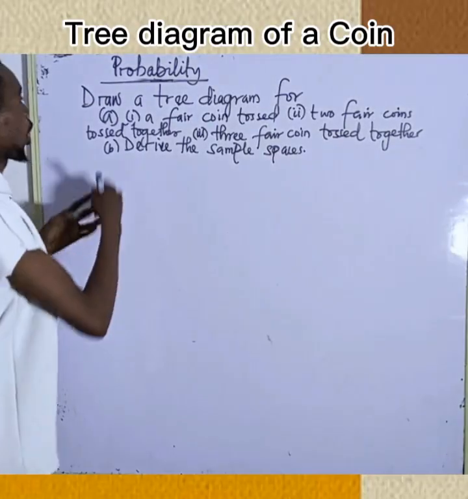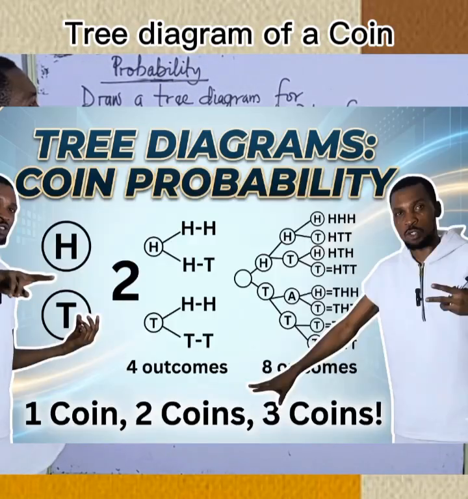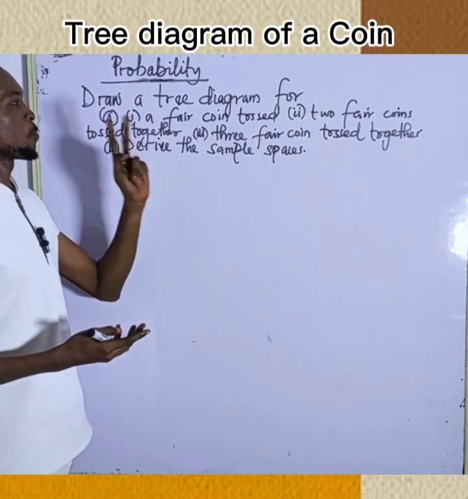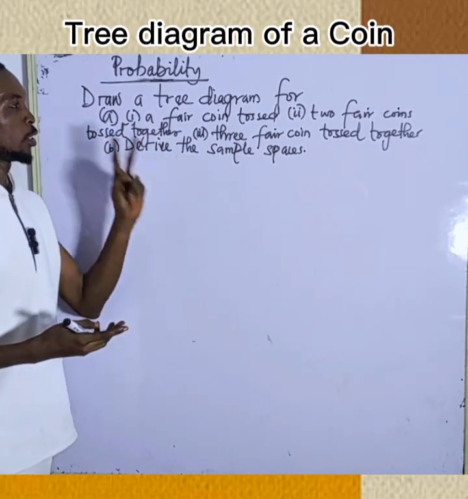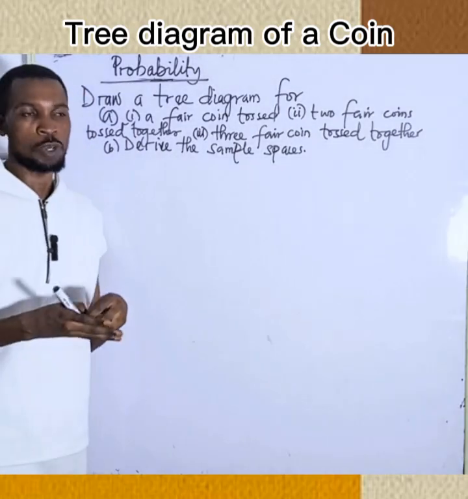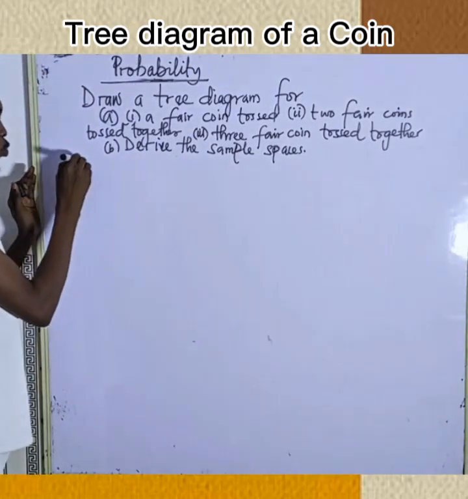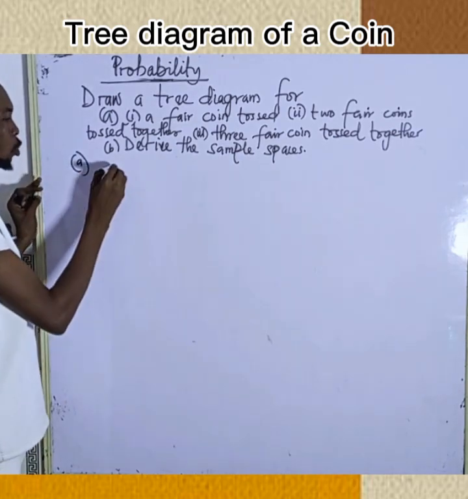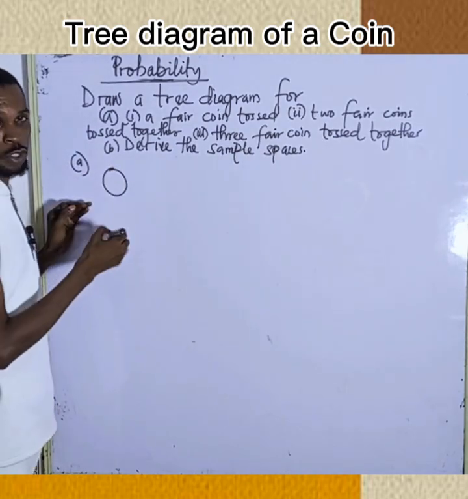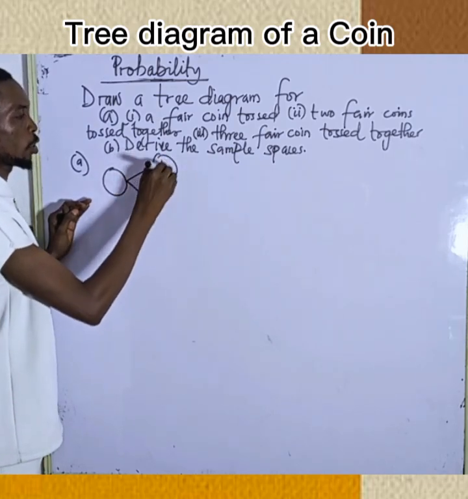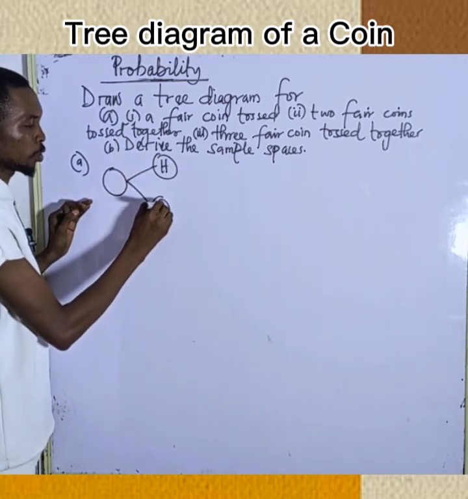Welcome back to class. The question says, draw a tree diagram for a fair coin tossed, 2 fair coins tossed together, 3 fair coins tossed together, then derive the sample spaces. So without wasting time, we start with A. When you have a fair coin tossed, I'm going to use this to represent the coin. Like I said, a coin has 2 faces, right? So head and what? Tail.